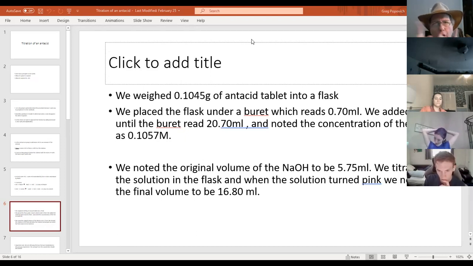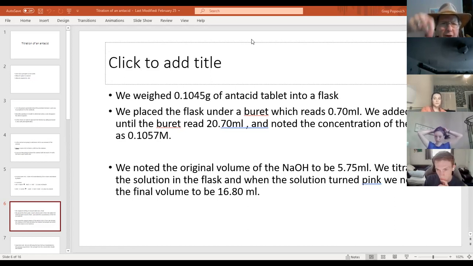Okay, I'm going to look over at my base. I've swirled my acid around. I've added 1 drop of phenolphthalein. So all of my antacid is dissolved now.